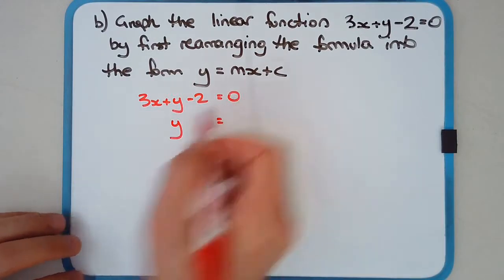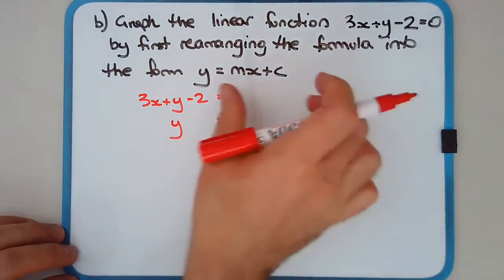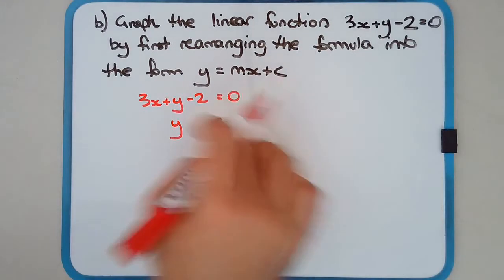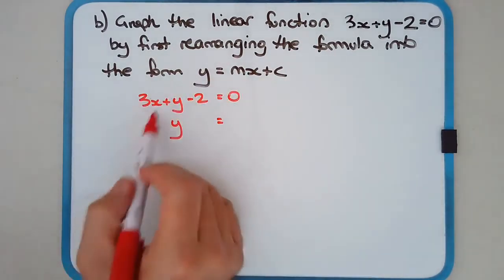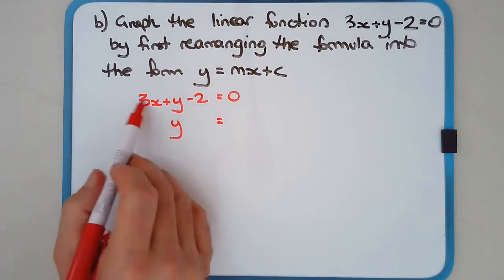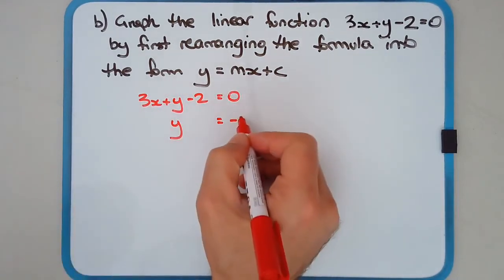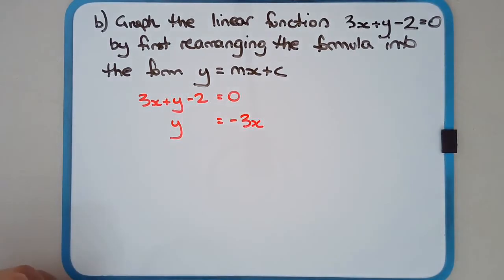Okay, 0 is a nice number because it indicates there's nothing there. It's almost like it's blank. 0 means there's nothing. All right, let's move the 3x over. When you move it over, it becomes the opposite sign of what it is. So if that's positive 3x, when you move it over, it becomes negative 3x.